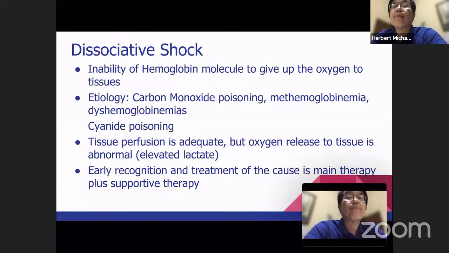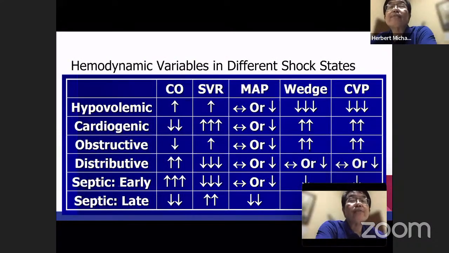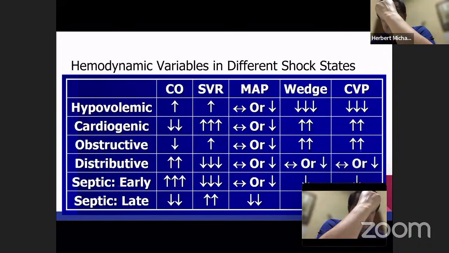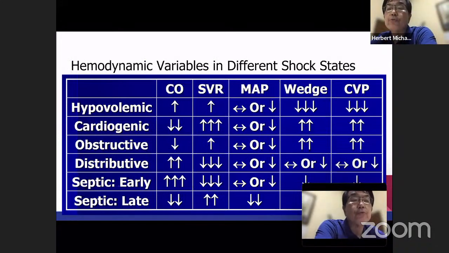Okay. So this is just a tabulation of the parameters that we use. We still have the CVP, or we sometimes have the CVP. You can still measure the blood pressure and calculate for the mean arterial pressure.